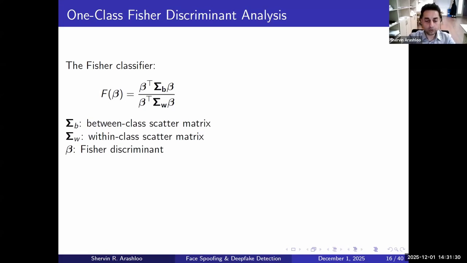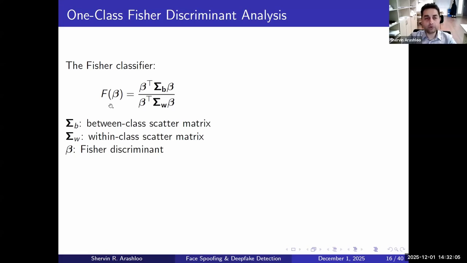In order to go to that fusion mechanism, I will give a very brief review of this method that we introduced. You most probably know that in classification, one of the well-known and widely used methods is the Fisher classifier, where we try to minimize the within class scatter and maximize the between class scatter. Here, beta is the Fisher discriminant that we are looking for. So it is a maximization problem where we are looking for beta.